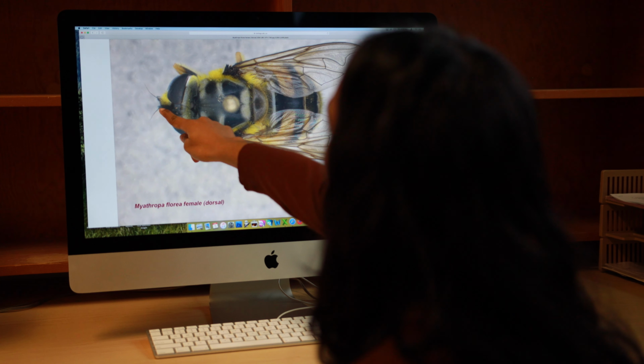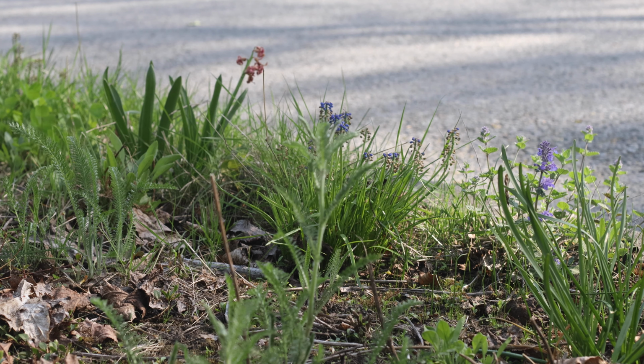My research focused on what determines the hoverflies that we see in urban gardens. I wanted to see if the plant composition of small urban gardens around Vancouver influences what hoverflies could use it as habitat. So I chose 12 very small gardens.